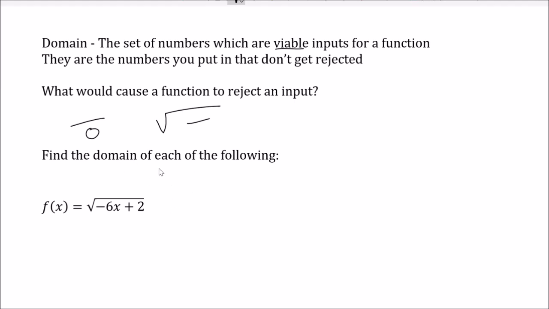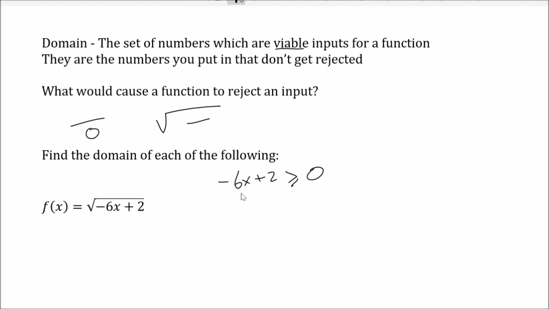So the prompt is: find the domain of the following. Here we have a function, and it jumps out at me right away that we have a potential to be taking the square root of a negative. Now don't just look at this and guess what numbers would cause a problem. We actually have to do the math. So here's what I know. That thing under there, negative 6x plus 2, needs to be 0 or positive. So I'm going to write that: negative 6x plus 2 needs to be greater than or equal to 0.